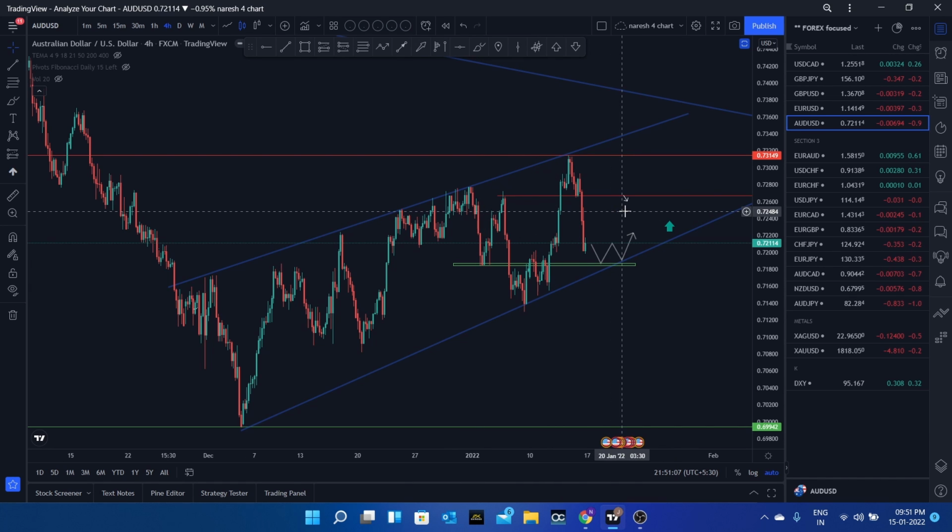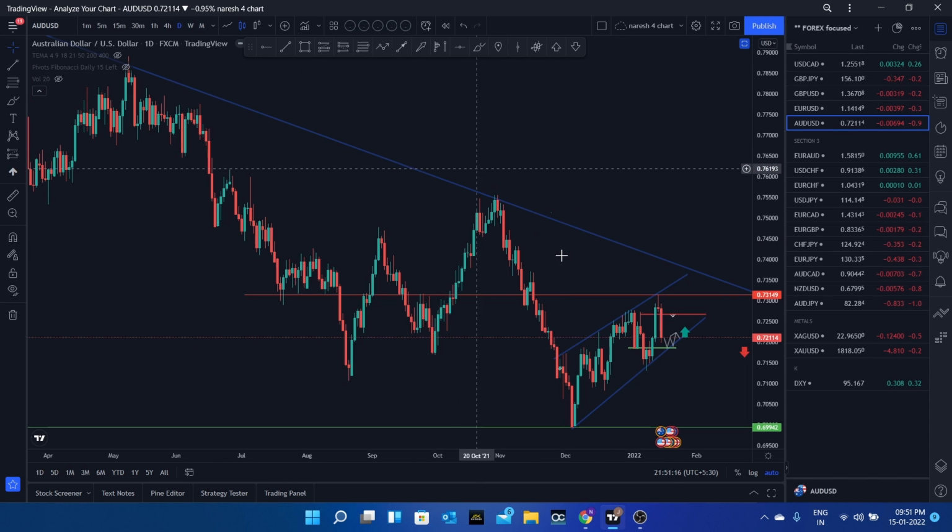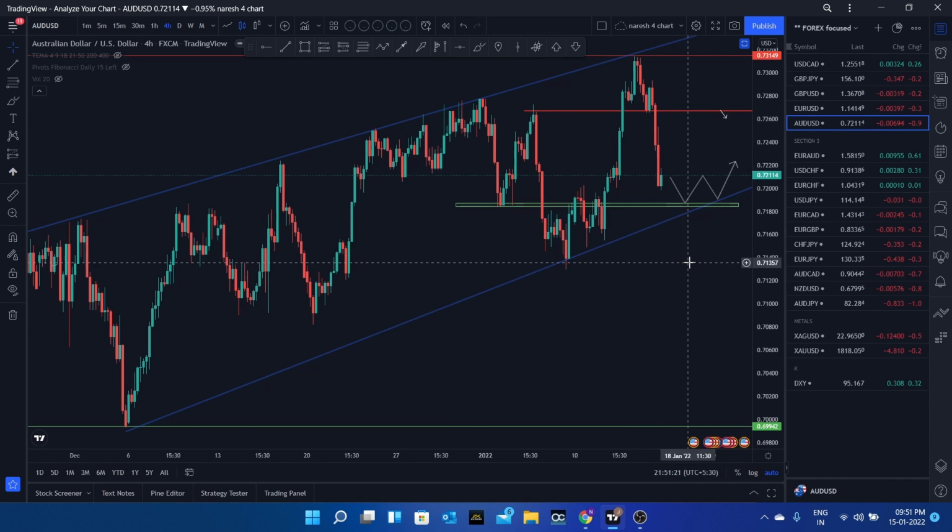So you can go with a break-even trade, or the trade quality is not that good. So I would always suggest you go with the trend. Here the trend is a downtrend, and you can understand it here.